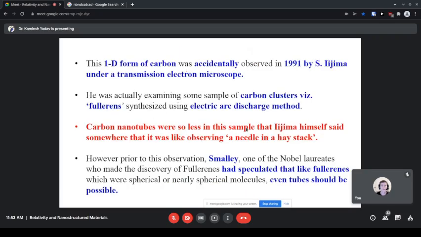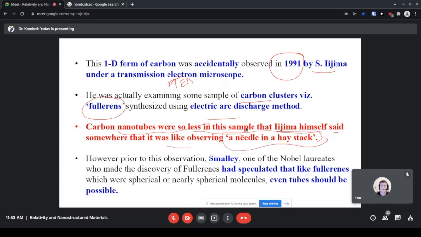As fullerene was discovered accidentally, similarly carbon nanotube was also discovered accidentally by S. Iijima in 1991 using TEM. He was studying carbon clusters like fullerene. He was studying fullerenes using the arc discharge method, and he obtained carbon nanotube. But the carbon nanotubes were so few in the sample that Iijima himself said it was like observing a needle in a haystack.